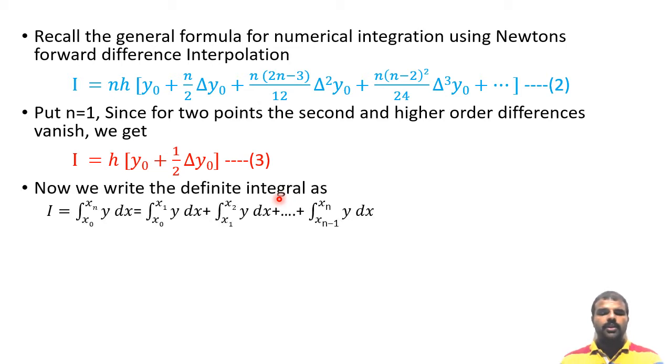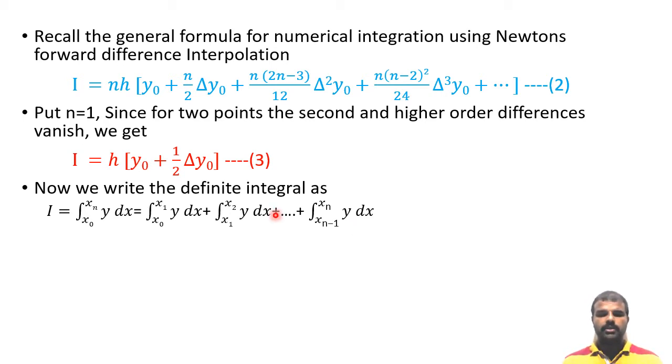Correct. Now what we do is we now write the definite integral as I is equal to, this is the required integral. So we are supposed to calculate the integral y dx from x0 to xn. To evaluate this definite integral, I am going to split it into n small definite integrals. That is integral from x0 to x1 y dx, then from x1 to x2, then from x2 to x3, etc., xn minus 1 to xn y dx. So we split that integral into n sub intervals.